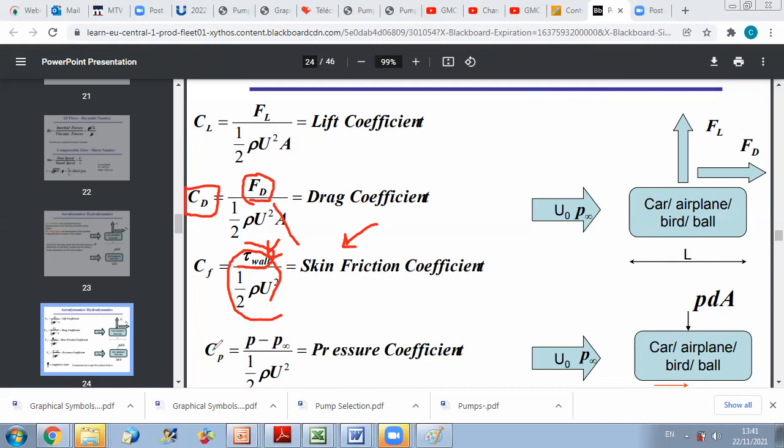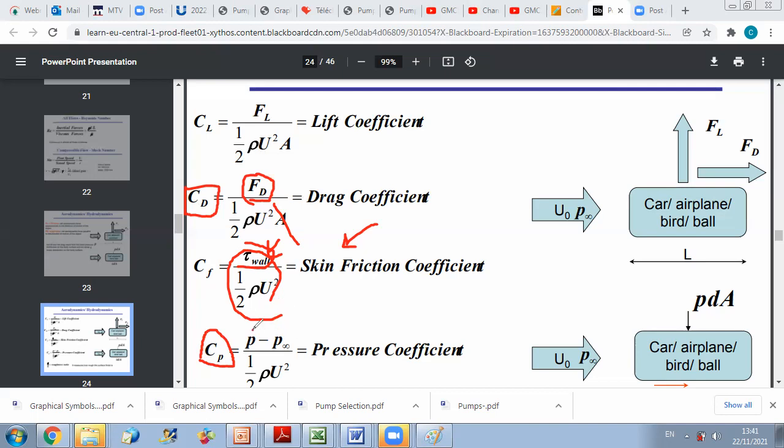And finally, an important coefficient is also the pressure coefficient. This coefficient is important when you want to study the materials used for your car or your airplane. You should know the maximum pressure acting on your system. So you need to define a pressure coefficient related to pressure on your system.